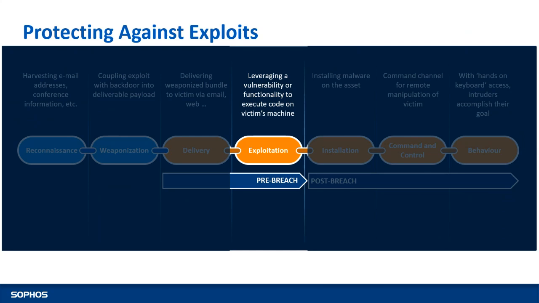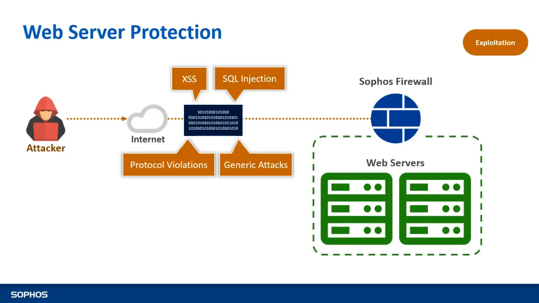Okay, so exploitation is defined as exploiting a vulnerability to execute code on a victim's machine. An exploit is basically a method or tool used to abuse software bugs for nefarious purposes. For example, the firewall includes comprehensive web server protection, with pre-configured templates to make protecting commonly used web servers, such as Microsoft Exchange, as easy as possible.